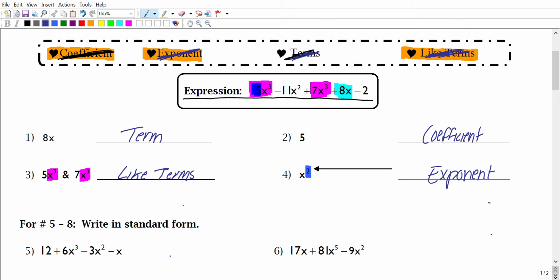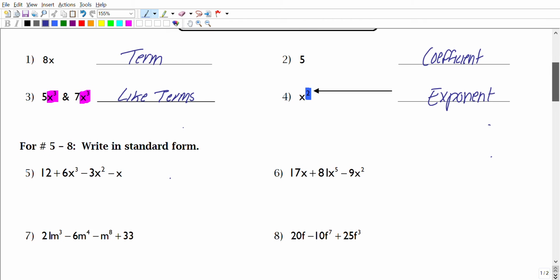Just to recap exactly where we're at: number 1 was just a term, some term in the expression. Number 2 was this positive 5 in front of the x squared, which made it a coefficient. Number 3, we had a 5x cubed and a 7x cubed, and because they both have an x cubed term, that means they are like terms. And finally, this little 2 on top of the x is just an exponent.